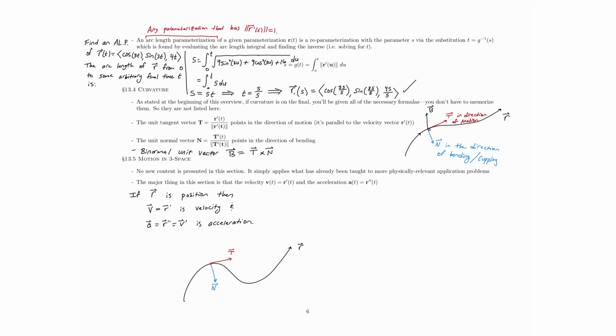And if your actual speed is like 0.5, then it's half of that. So r prime is in this direction. Now r double prime, on the other hand, can be bending in different ways. It can be right in the middle, it can be this way, it can be this way. It kind of depends on the actual parameterization.